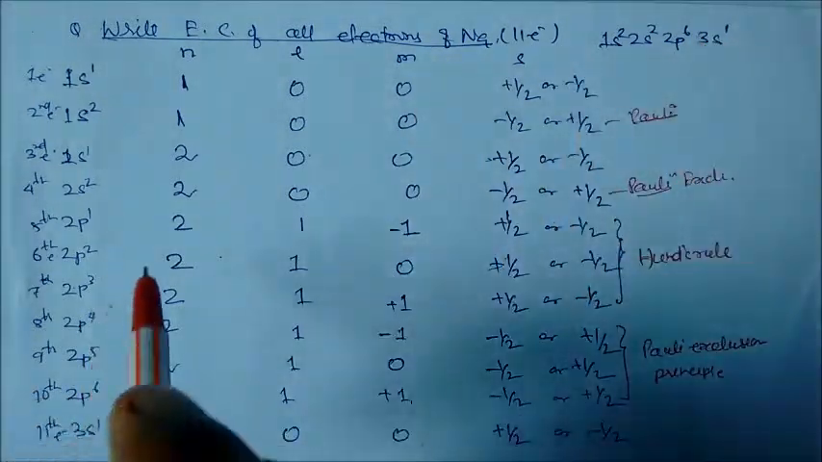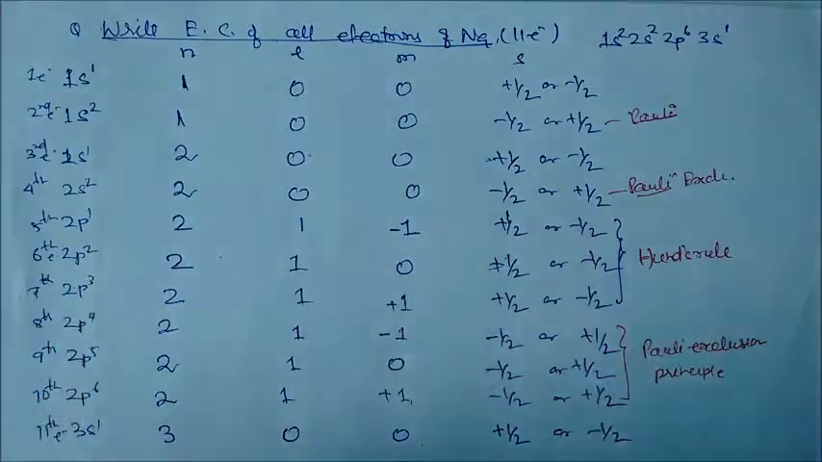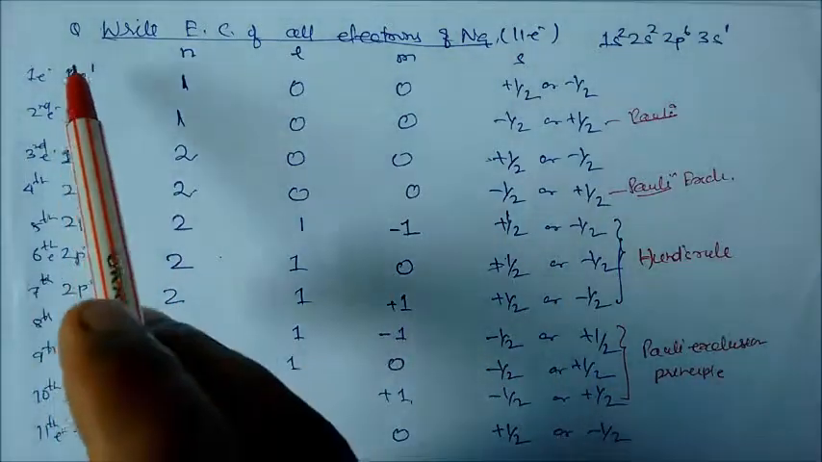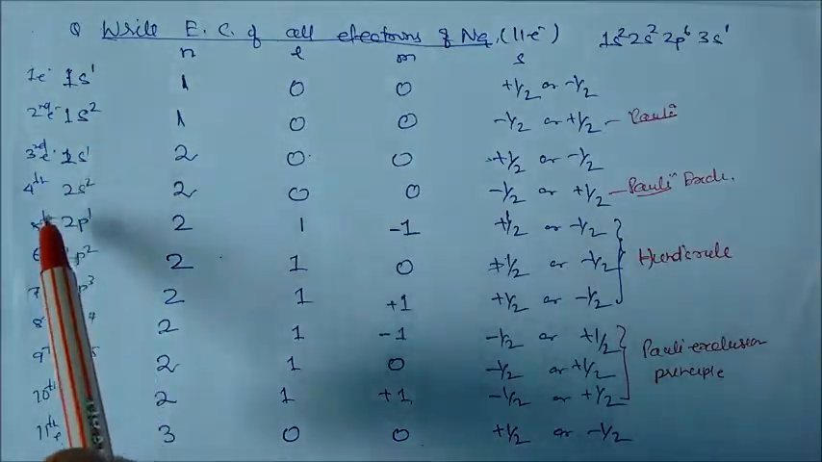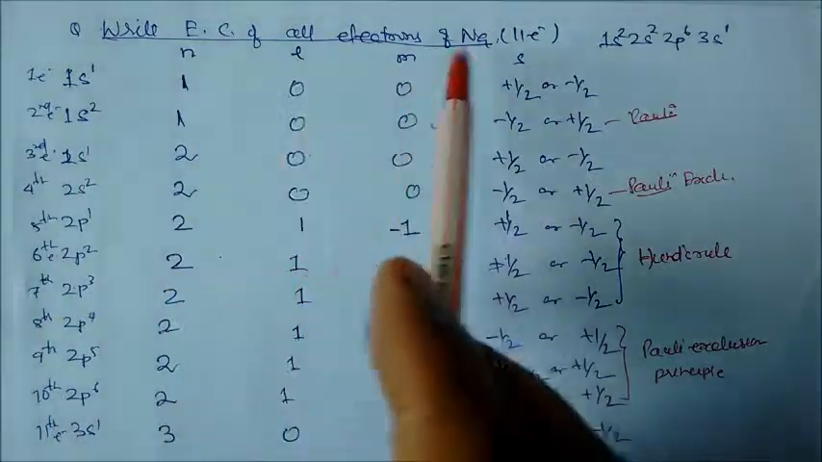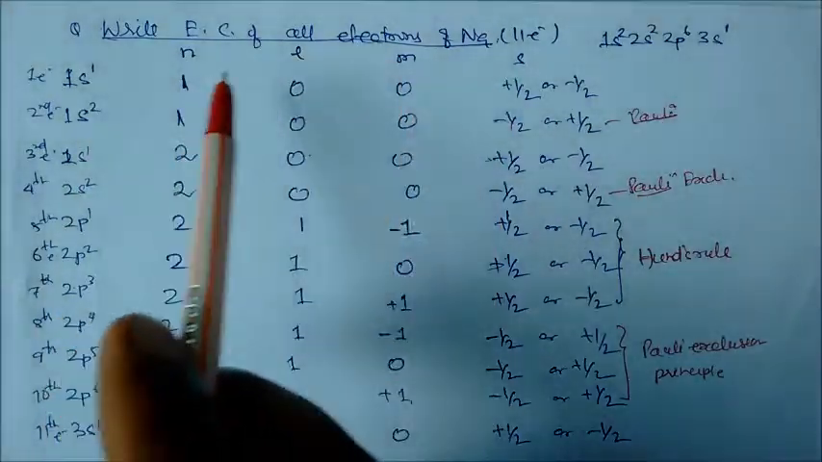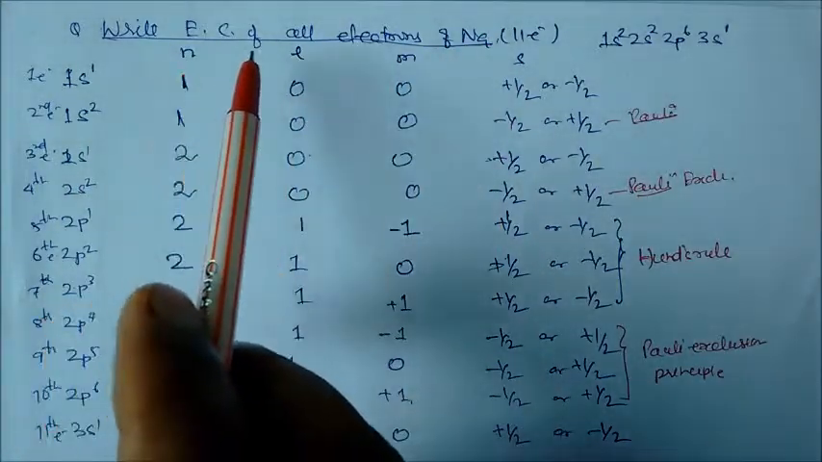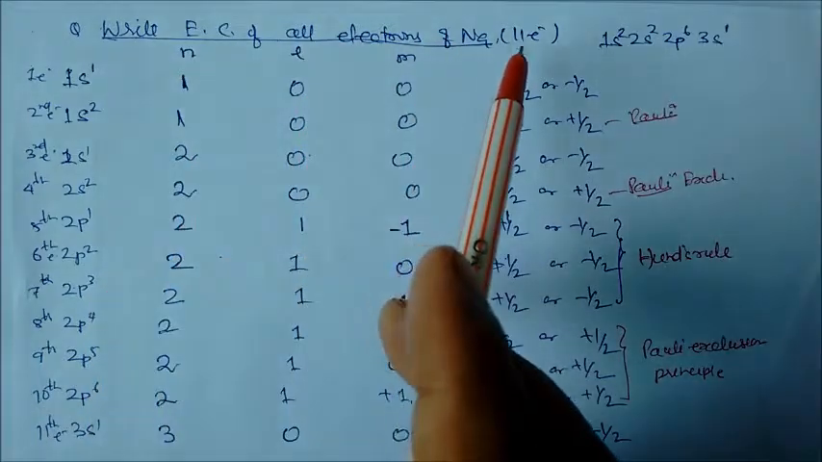Now we see how the Pauli principle and Hund's rule are followed. This is the first electron, second electron, third, fourth, fifth. I have given the names like 6, 7, 8. Now you can see the quantum numbers n, l, m, and s. We are drawing the configuration as well as the quantum numbers of each electron.